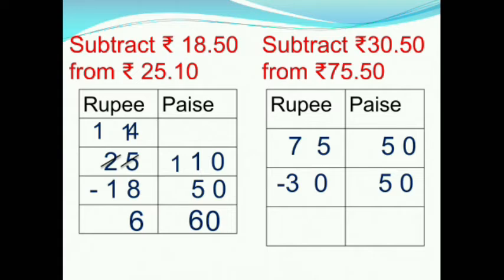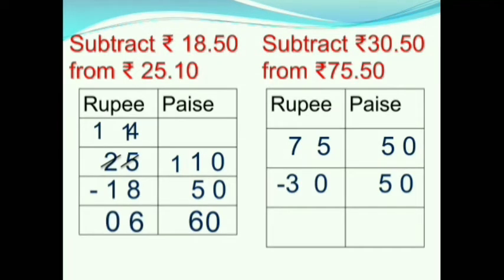Next we should subtract 1 and 1. 1 minus 1 is equals to 0. Therefore 25 rupees 10 paise minus 18 rupees 50 paise is equals to 6 rupees 60 paise.